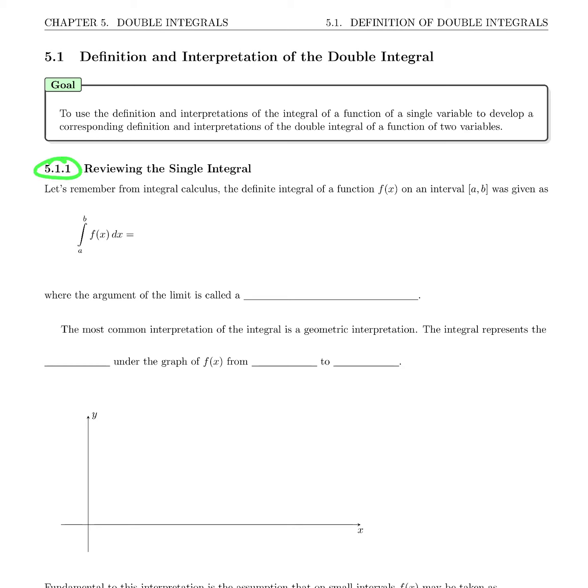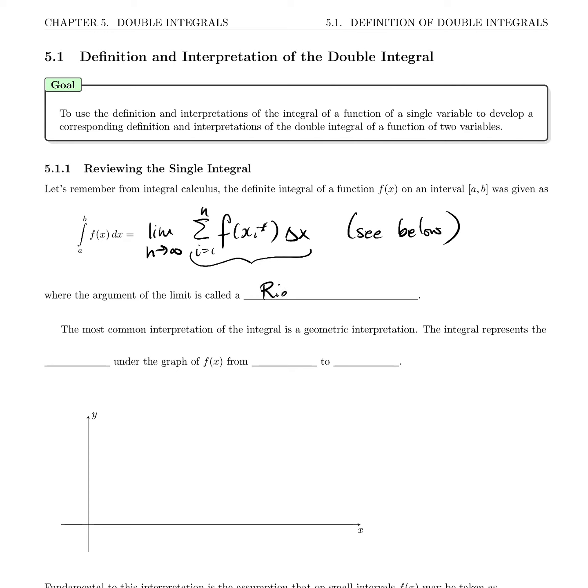So let's do section 5.1.1, reviewing the single integral. If we remember from integral calculus, the definite integral of a function f of x on an interval [a, b] was given as the integral from a to b of f of x dx is the limit as n goes to infinity of the sum from i equals 1 to n of f of xi star times delta x. And I'll remind you in the figure below what these symbols mean. But this part here, the argument of the limit, was called a Riemann sum.